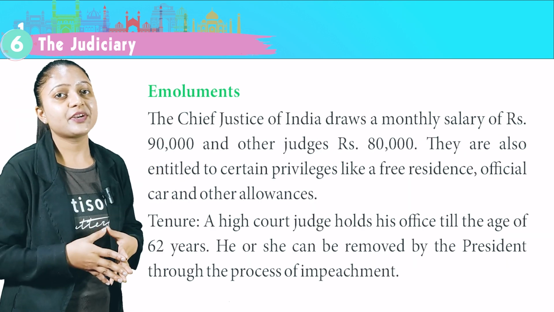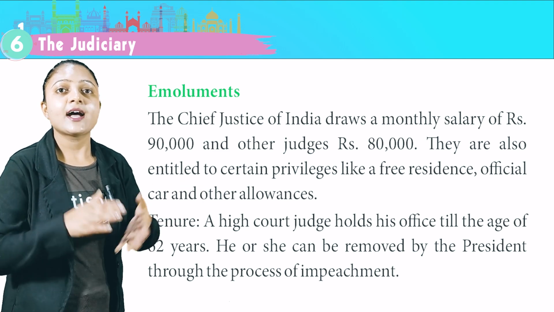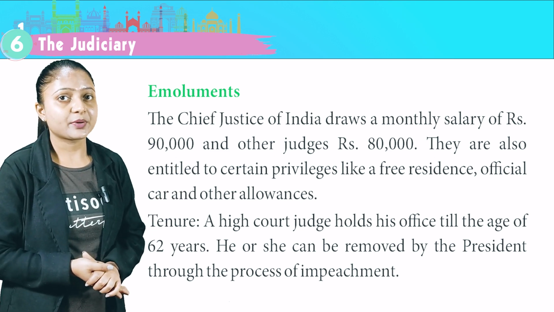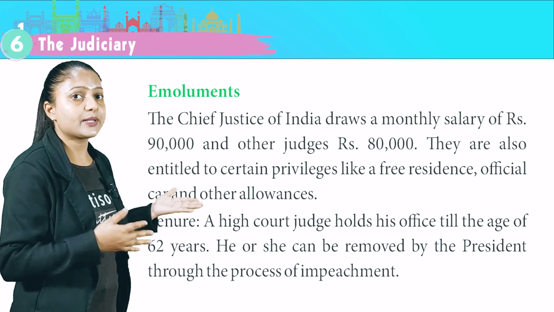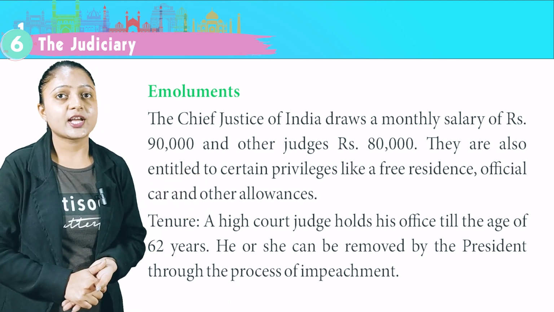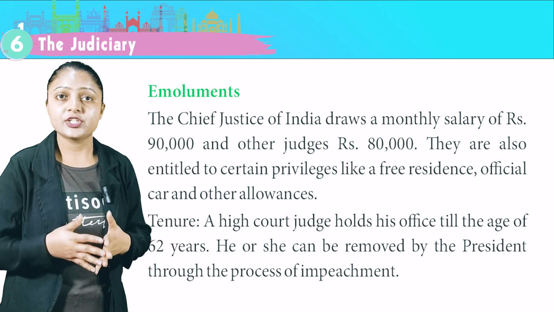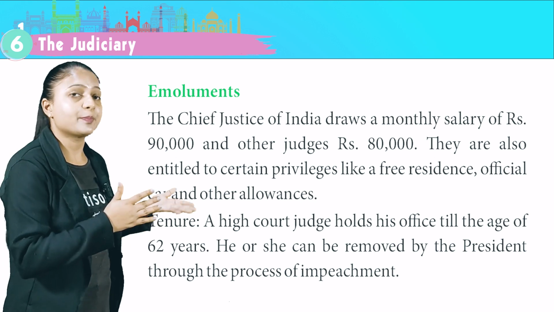Emolument. The Chief Justice of the High Court draws a monthly salary of rupees 90,000 and other judges rupees 80,000. They are also entitled to certain privileges like free residence, official car and other allowances. Tenure. A High Court judge holds his office till the age of 62 years. He or she can be removed by the President through the process of impeachment.